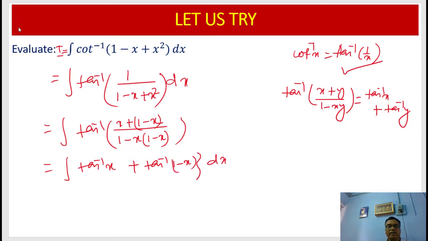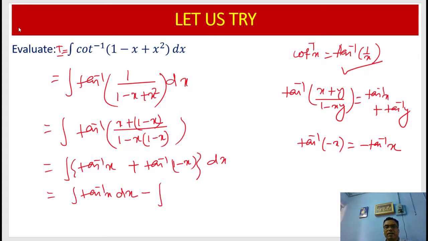Getting the idea? So now I shall separate the integrals. It is integration of tan inverse x dx. And another formula is in my hand also: tan inverse of minus x is minus tan inverse x. So I write it is minus integration of tan inverse x minus 1 dx. Okay, it is I1 minus I2.